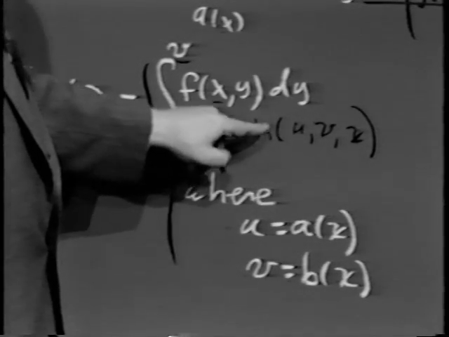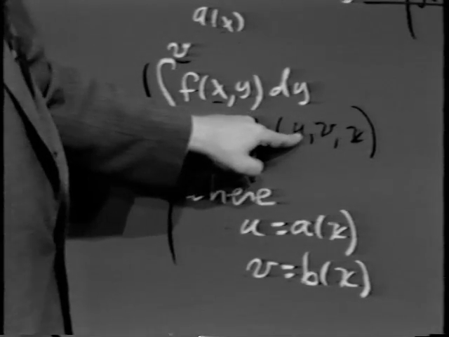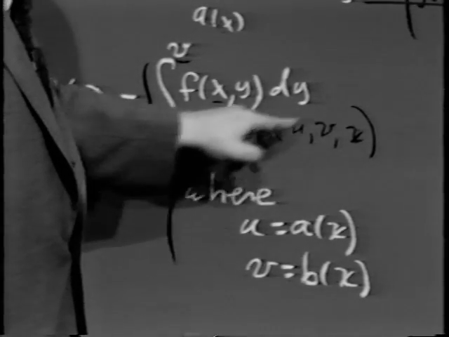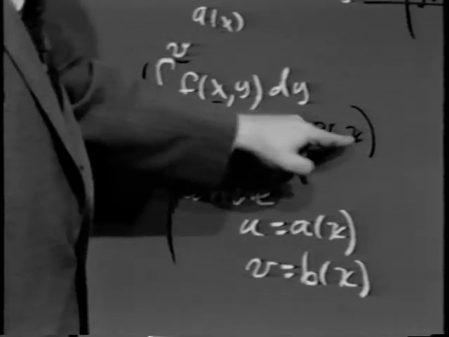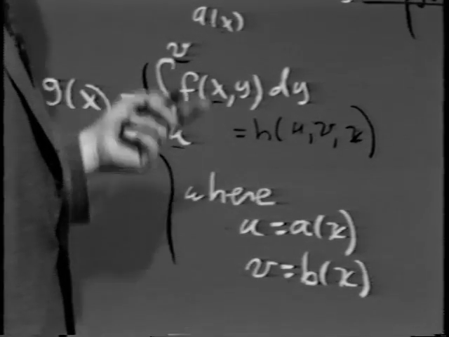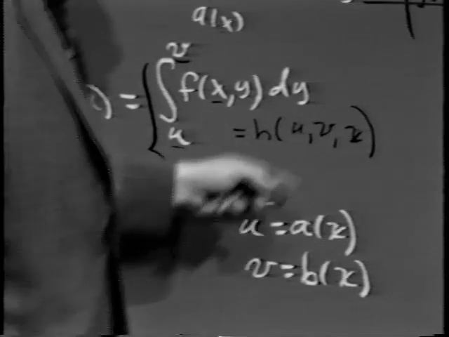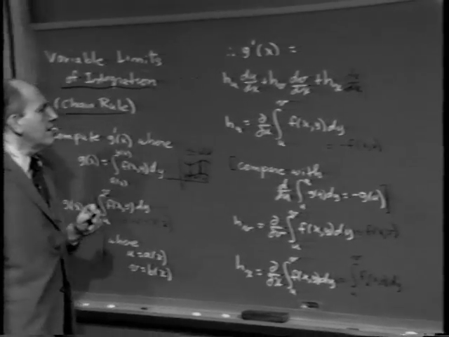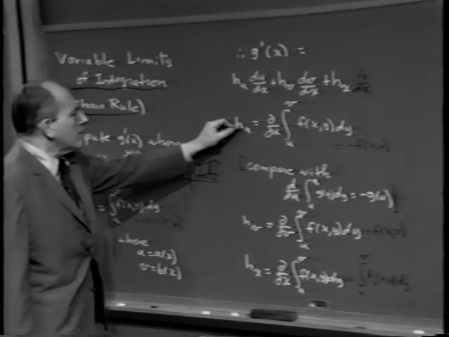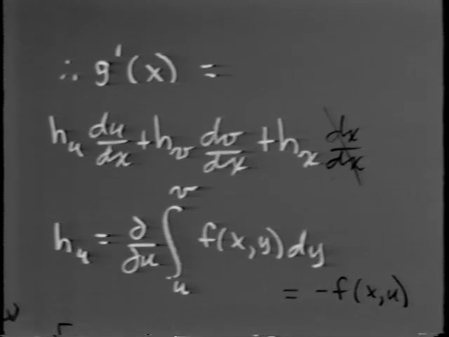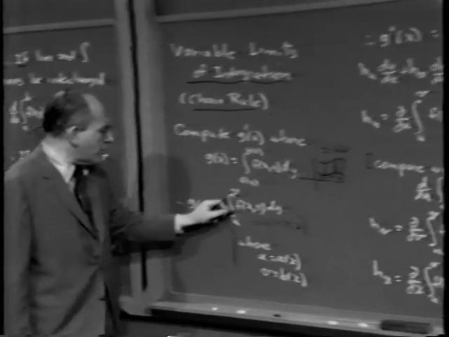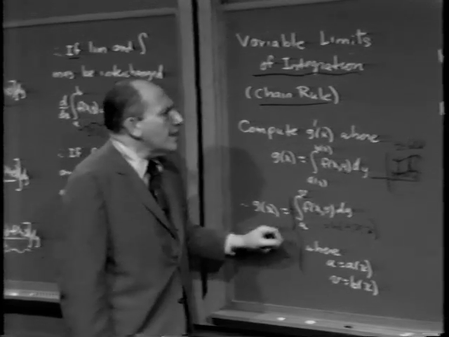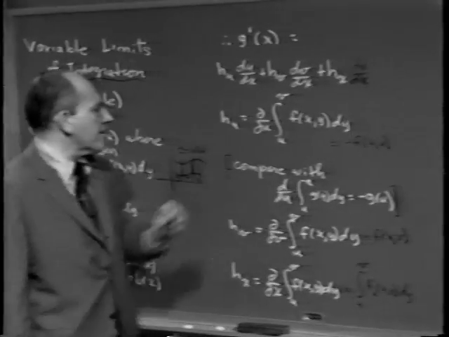G prime of x is the partial of h with respect to u times u prime of x, plus the partial of h with respect to v times v prime of x, plus the partial of h with respect to x times x prime of x, which of course is just 1. In other words, writing this thing out, g prime of x is simply this. What is the partial of h with respect to u? Let's come back here for a second and remember what h is. H is this integral. I want to take the partial of that with respect to u.